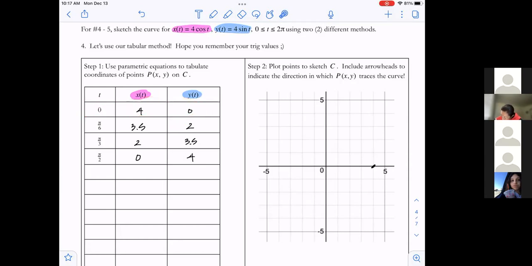Let me plot the other 3 points. So I've got about 3.5 and 2. Oops, 3.5. I've got 2 and about 3.5. I've got 0 and 4.